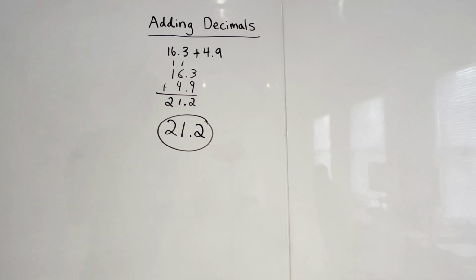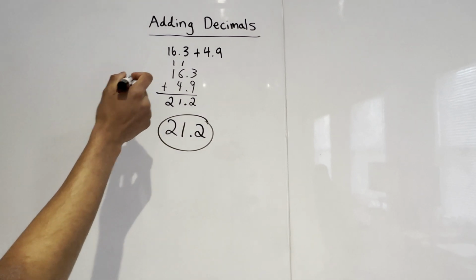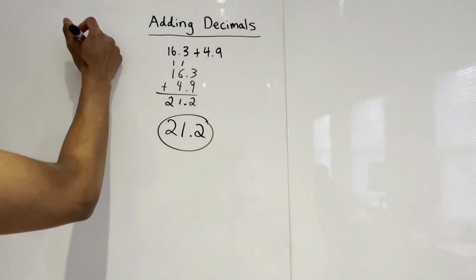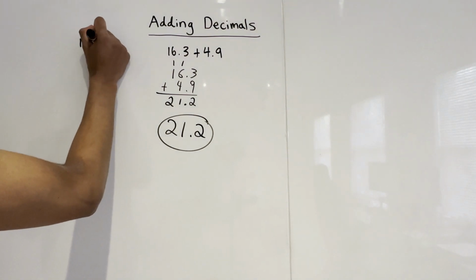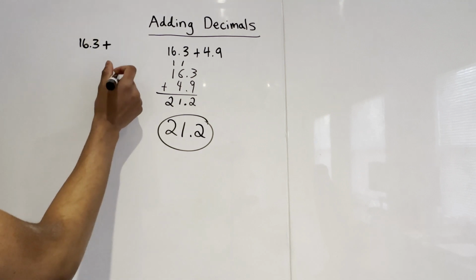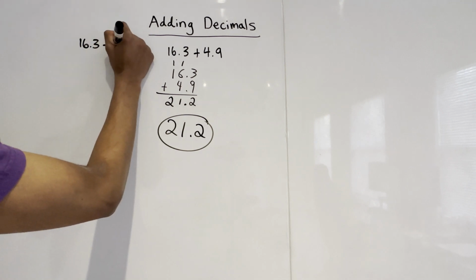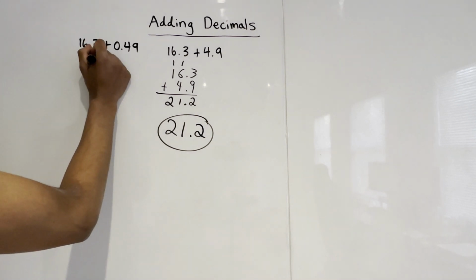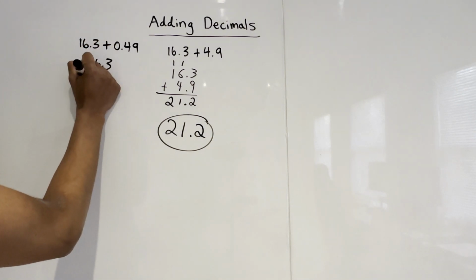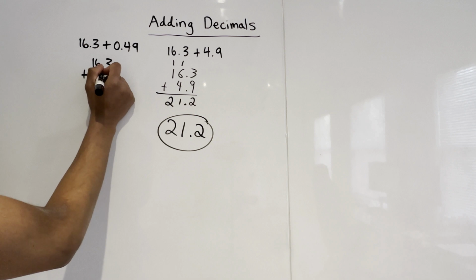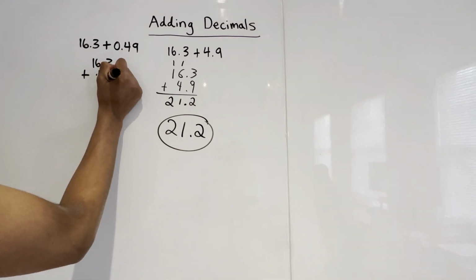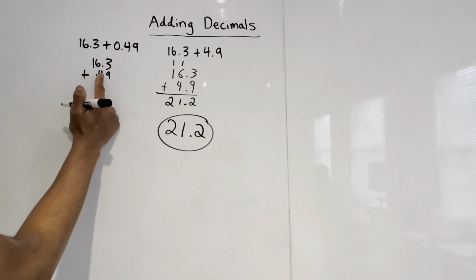All right, so we're actually going to do a similar problem to 16.3 plus 4.9, but it's actually just going to be a little different. So 16.3 plus, instead of 4.9, we're actually going to do 0.49. And I'm going to put this in addition form. So 16.3 plus, and this time, instead of just doing 0.49 like this, we're going to actually want to align the two decimal points.